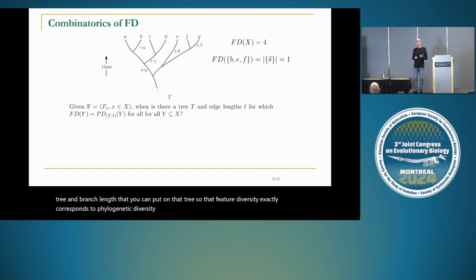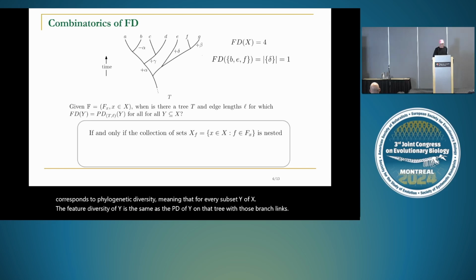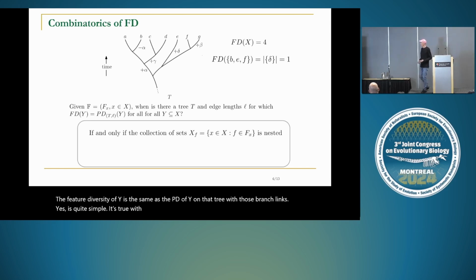Meaning that for every subset Y of X, the feature diversity of Y is the same as the PD of Y on that tree with those branch lengths. The answer is quite simple. It's true if and only if these sets are nested. That is, the sets of species that contain each of the given features. So the nesting is like a hierarchy.